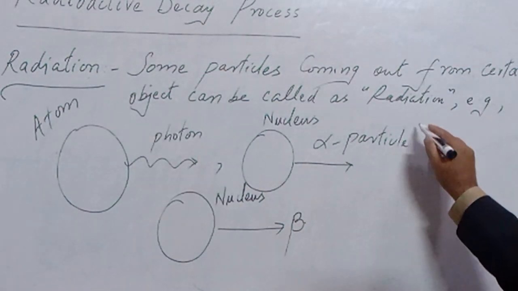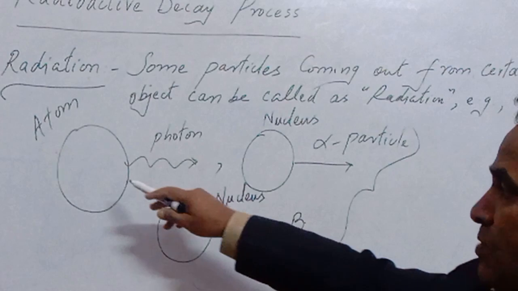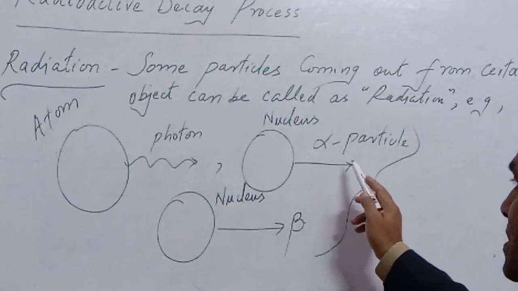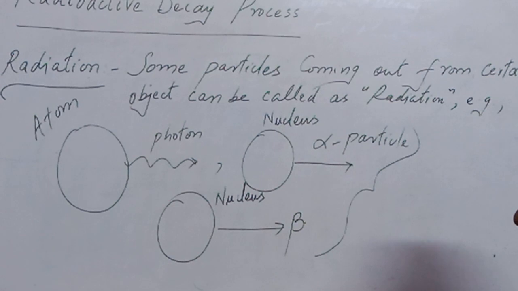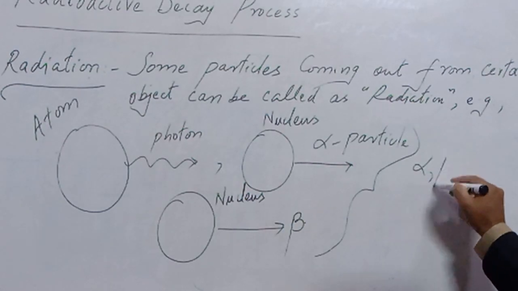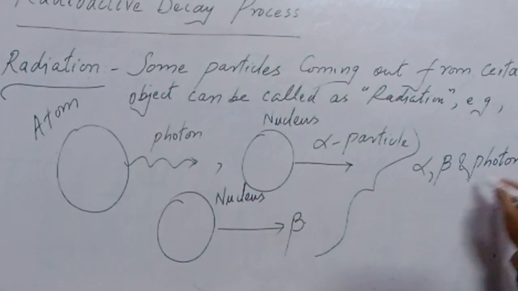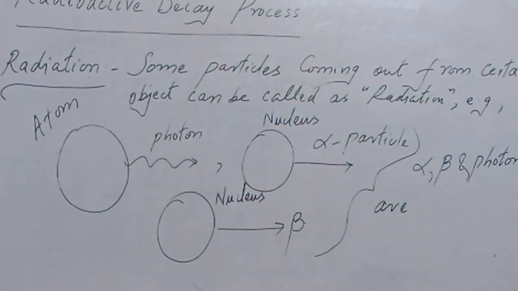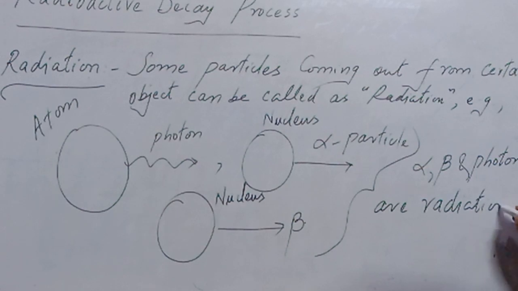So here you are getting these particles from the interior of a certain object. In the first case, the object is an atom. In the second case, it is a nucleus from where the alpha particle is coming out. And in the third case, there is also a nucleus from within which we are getting a beta particle. So alpha, beta, and the photon are called radiations, because they are coming from the inside of an atom and two nuclei.